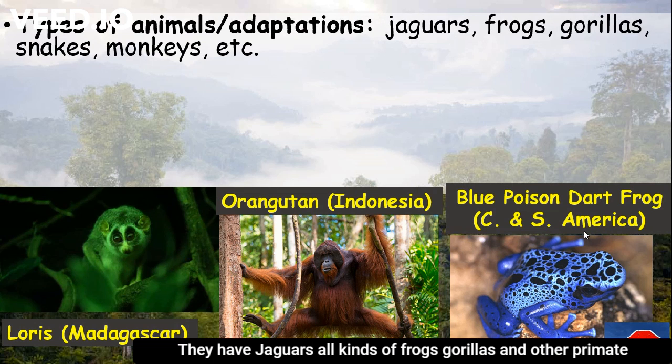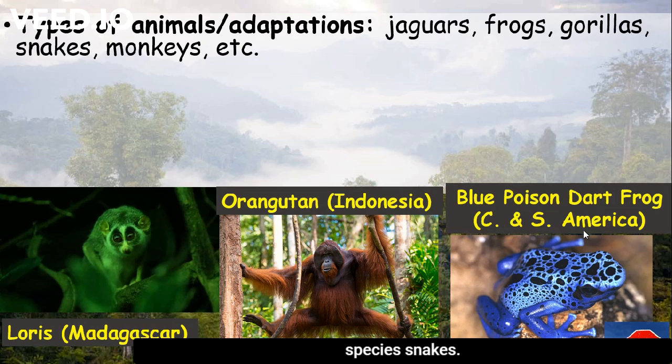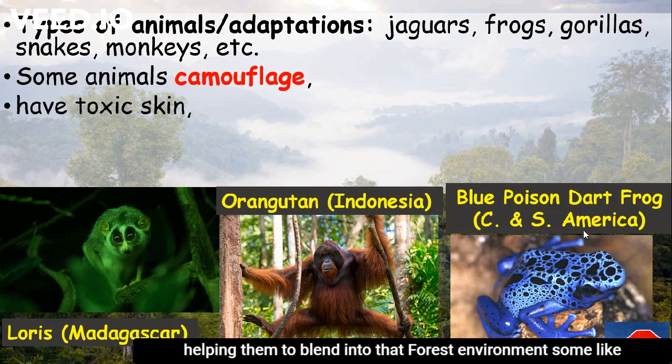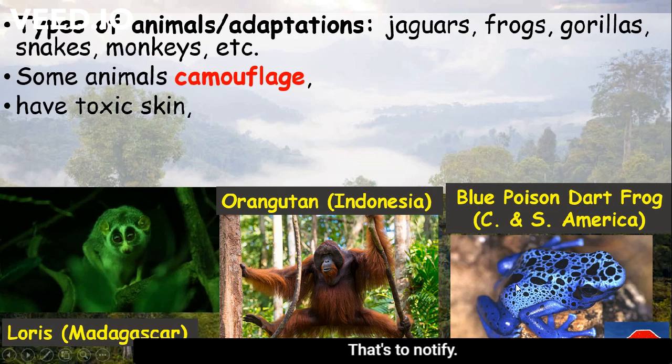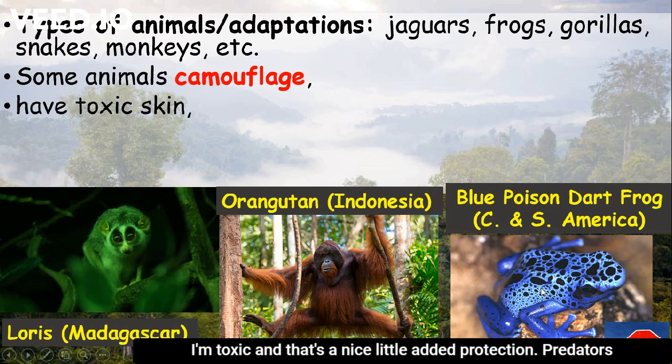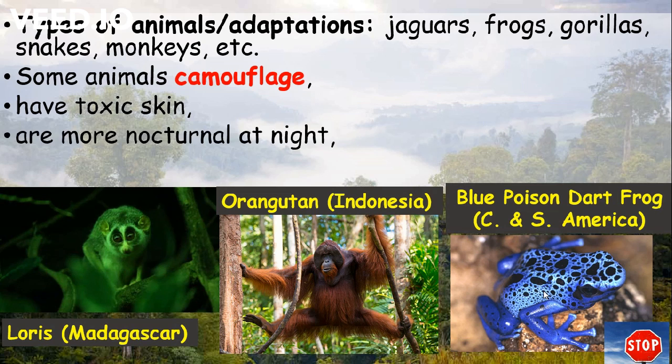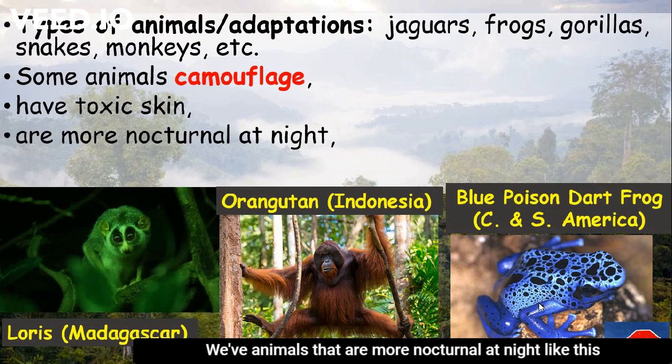So they have jaguars, all kinds of frogs, gorillas, and other primate species, snakes. Some animals are going to be camouflaging, helping them to blend into that forest environment. Some, like the blue poison dart frog, have toxic skin and really bright colors on their skin. That's to notify, hey, don't eat me, I'm toxic. And that's a nice little added protection for them too, for things that don't want to eat them if they're going to get sick. We have animals that are more nocturnal at night, like this loris here that lives in Madagascar.